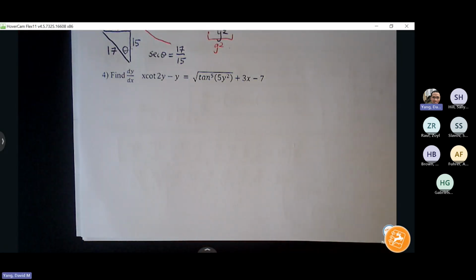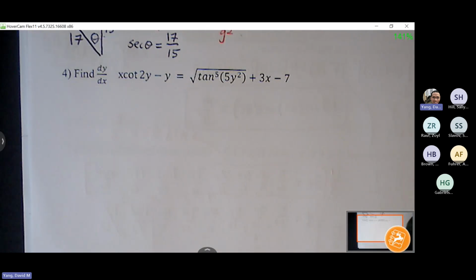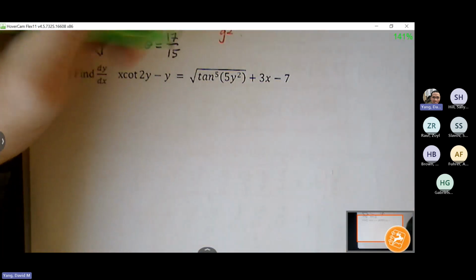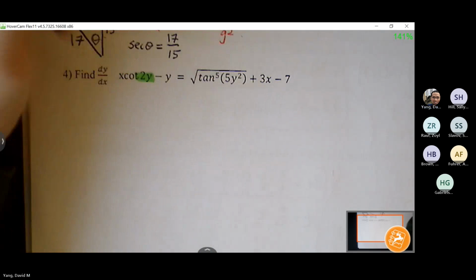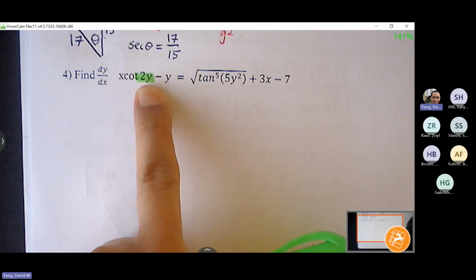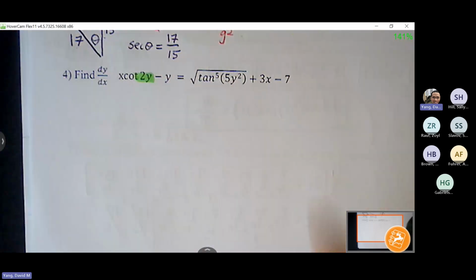Okay, so number 4, I want to point out that on the key that I set, I failed to keep track of that 2y. So I wrote cotangent of y, and that threw off all my answers. So I'll make that correction as we go through the problem here.